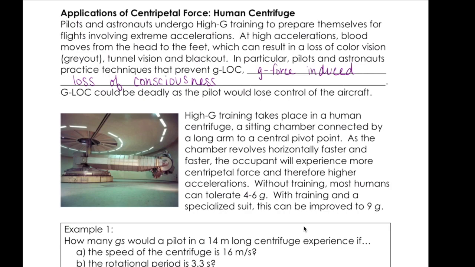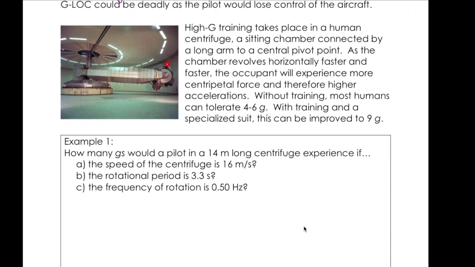In particular, pilots and astronauts practice techniques that prevent G-lock. G-lock is G-force induced loss of consciousness. It could be deadly, as a pilot would lose control of the aircraft. High G training takes place in a human centrifuge. Here we have an image of a human centrifuge. They sit in this little pod, and the arm rotates around faster and faster, causing different centripetal forces, or G forces.